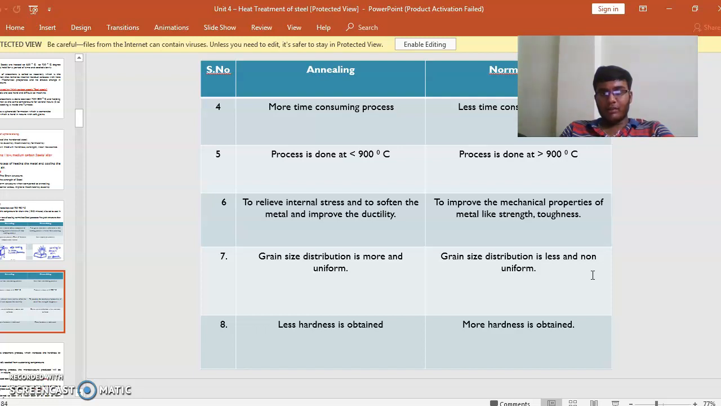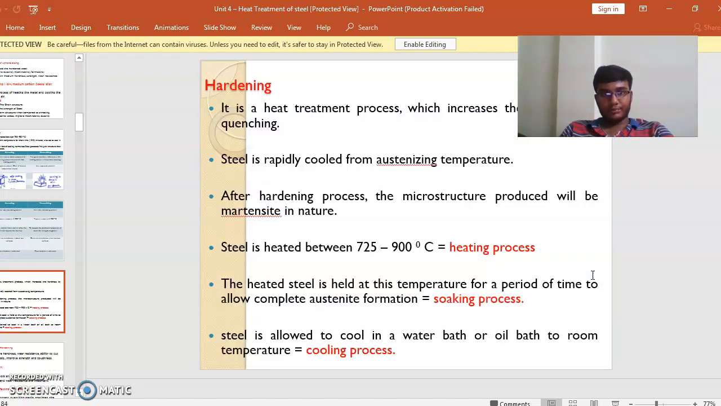In the normalizing process, mechanical properties of the metal like strength and toughness improve. The grain size in the annealing process is larger and uniform, whereas the grain size distribution is smaller and non-uniform in the normalizing process. Less hardness is obtained in annealing and more hardness is obtained during normalizing.